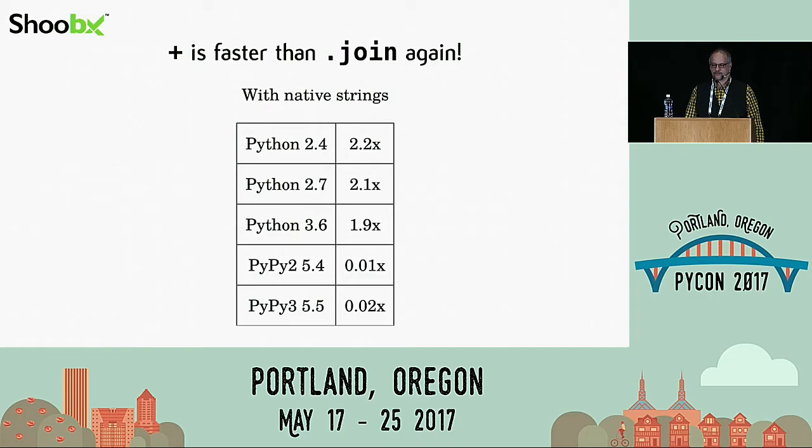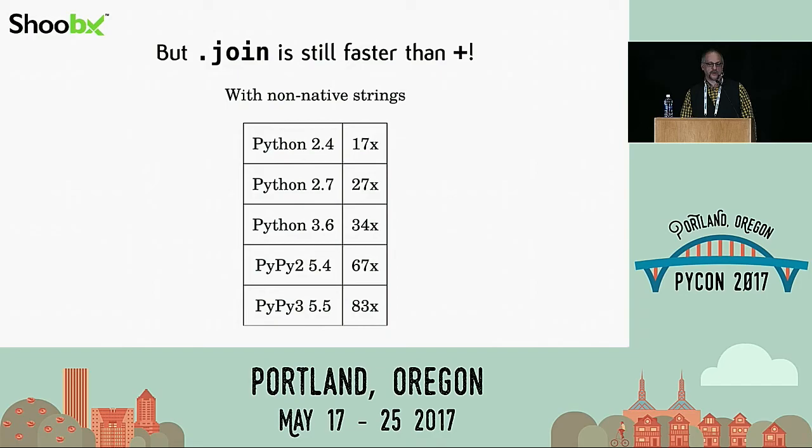But this is with native strings, so byte strings on Python 2, Unicode on Python 3. If we switch this around, join is faster than plus again, a lot. So this is fairly unintuitive, and I think the conclusion is that you shouldn't do premature optimization. Always test your code. That's really the conclusion.